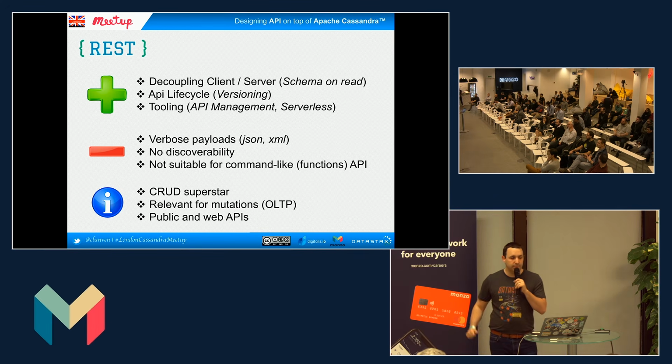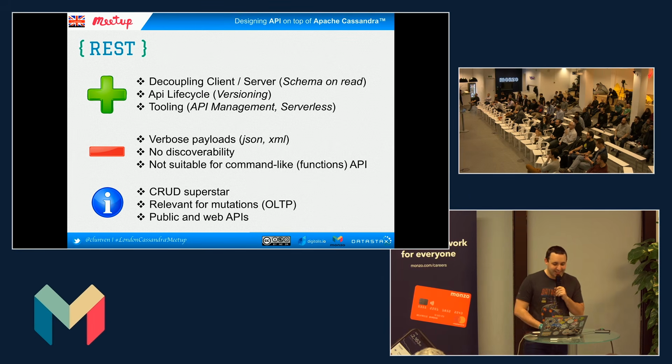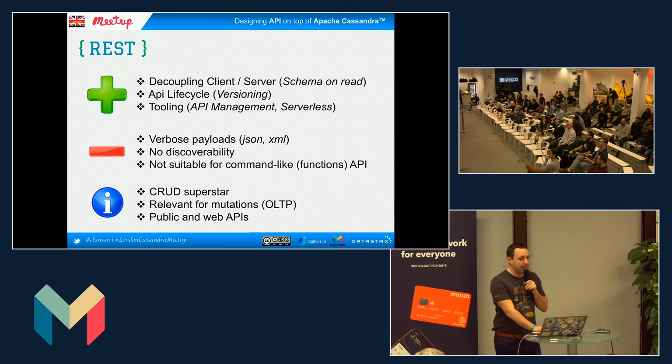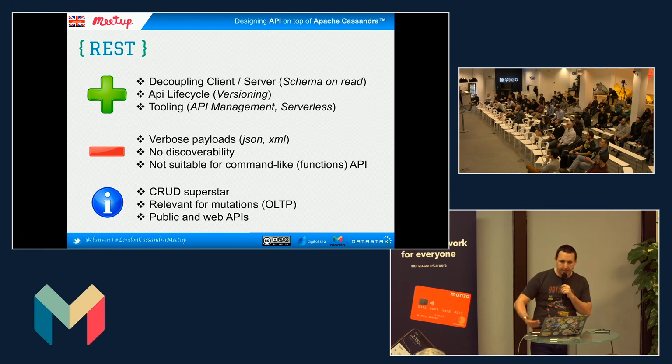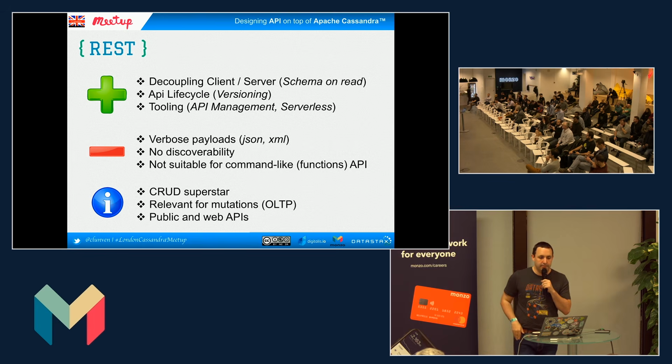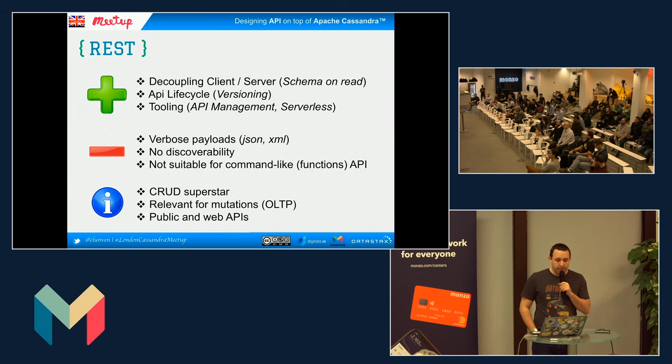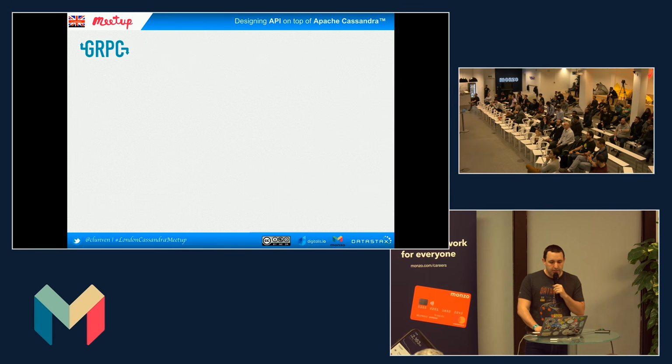So again, if you take a picture, this one is okay. REST is a CRUD superstar, and even the JHipster framework, which is a scaffolding tool that will generate for you a full working application based on entities and queries. What a surprise! So it's relevant for OLTP, not that much for OLAP. So it's good for public and web API, but we all already know that.